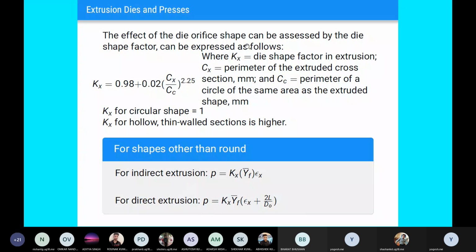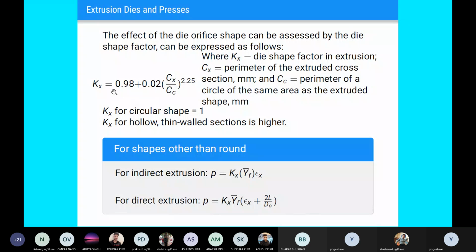There are a number of formulas which are given in books. The effect of die orifice, that is die opening, can be assessed by the die shape factor, and it is expressed as follows. This is the formula for calculating the shape factor of your die orifice, and it is given by researchers. I have not gone through the derivation of how this is calculated; I have just noted it down from the books.